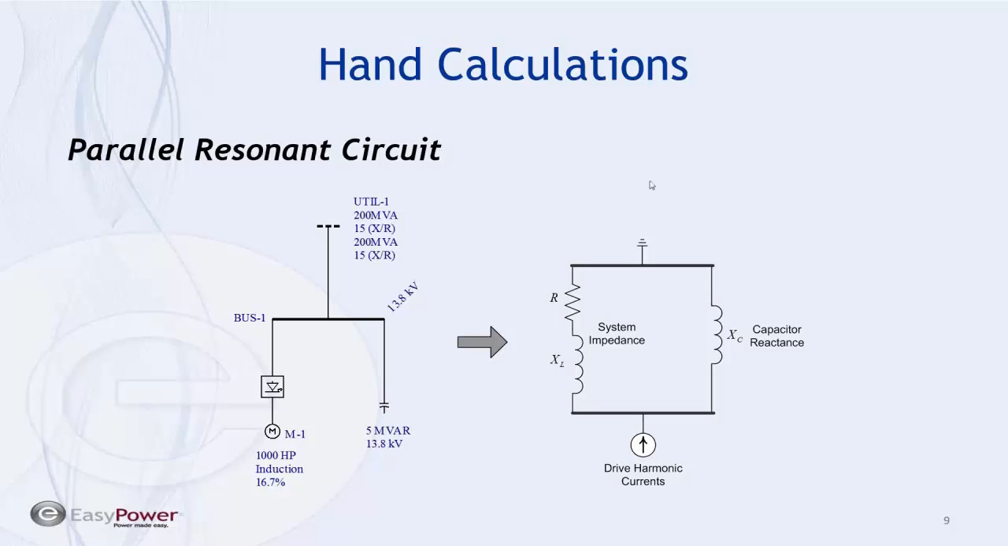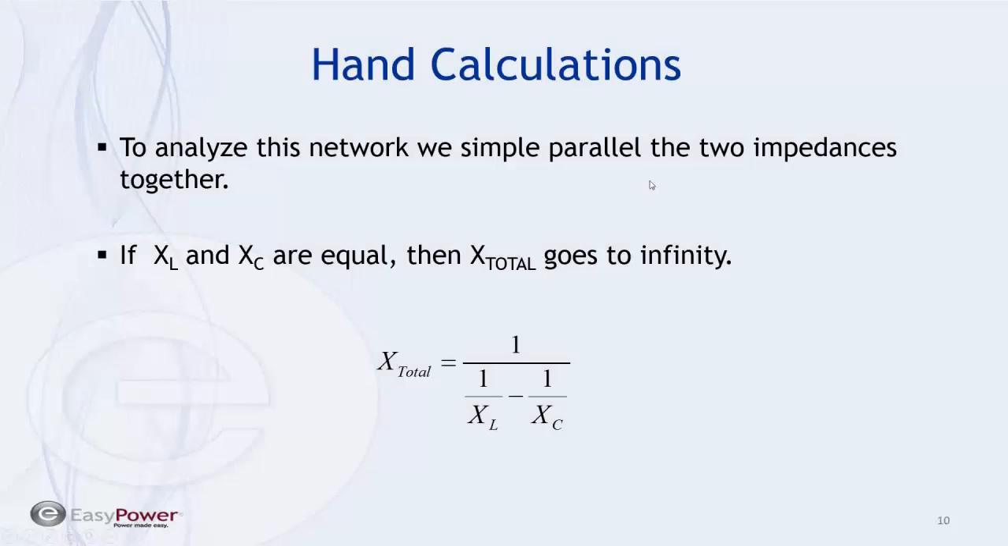In order to see where we will have the resonance, to analyze this network, we simply parallel the two impedances together. XL and XC being in parallel is going to give you this result. Let's see if there would be a harmonic at which 1 over XL and 1 over XC are going to be equal.